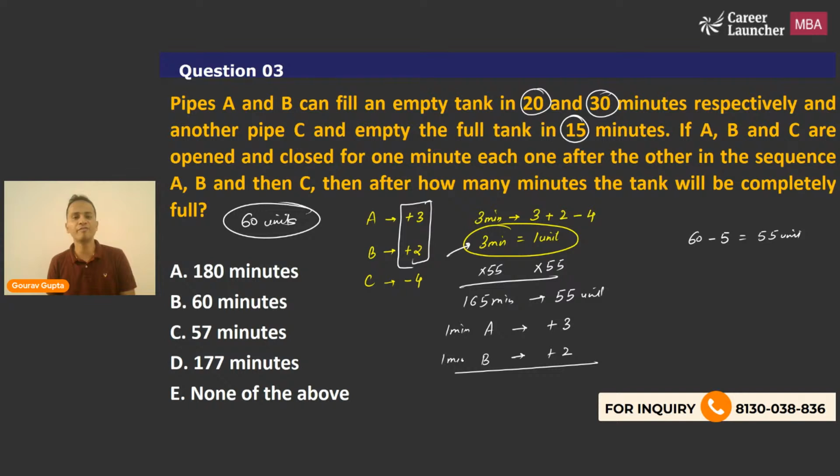So 165 plus these 2 minutes. That means after 167 minutes, what will be the position of the tank? It will be 55 plus 3 plus 2, that is 60 units. And that will be the first time when the tank will get completely filled. All right. So the answer of this question should be 167 minutes, not 180 minutes. All right. So among the options, we can mark option E, that is none of the above, as the answer.